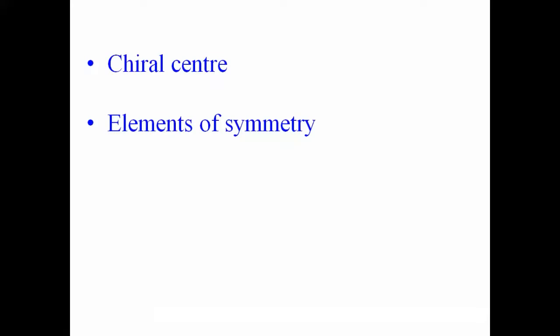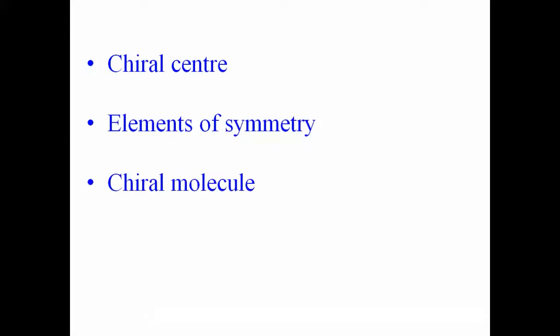Then the second one is the elements of symmetry. There are three elements of symmetry: center of symmetry, plane of symmetry, and alternating axis of symmetry. The molecule should not have any element of symmetry, then it is optically active. That means absence of an element of symmetry is the essential condition for optical activity. Thus these are the two essential conditions.